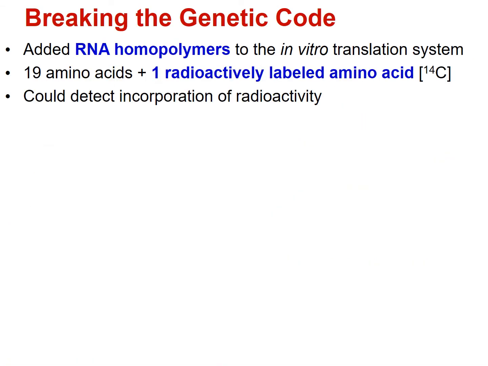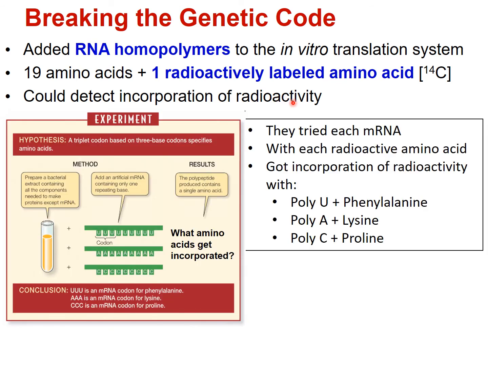All right, so these RNAs that they used are called homopolymers because they consist of only one nucleotide. Right, so there are 4 different ways of doing that. You can have all U, all G, all A, and all C. And you mix those with the in vitro translation system. And as I mentioned, they have 19 amino acids that are not radioactively labeled, and one of them is radioactively labeled. And they used carbon-14 or C14 for this. And they could detect the incorporation of the radioactivity. So that's what they're looking at.